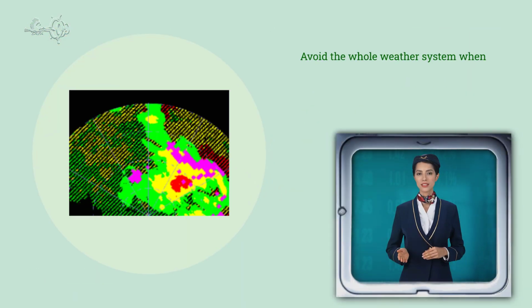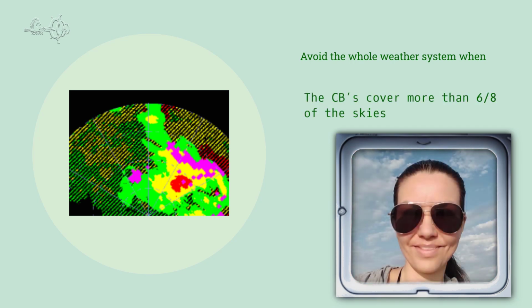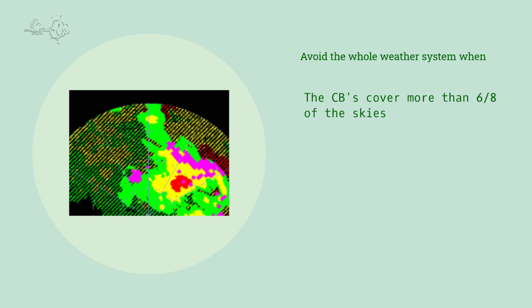Now, your attention please, as we are heading towards a cluster of cumulonimbus clouds. In general, when would you decide to circumnavigate a whole system of weather? Whenever the convective reflections cover more than 6 out of 8 of the skies, it is recommended to avoid the whole weather system.